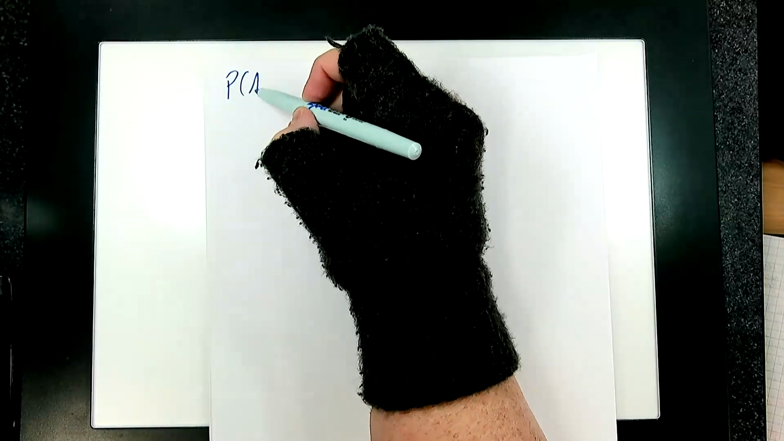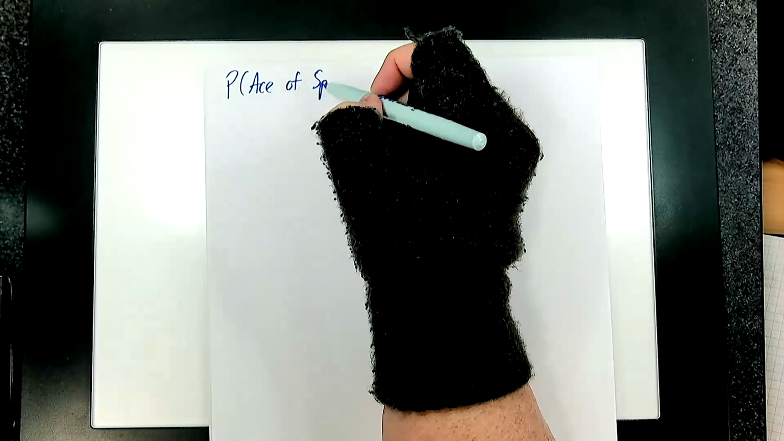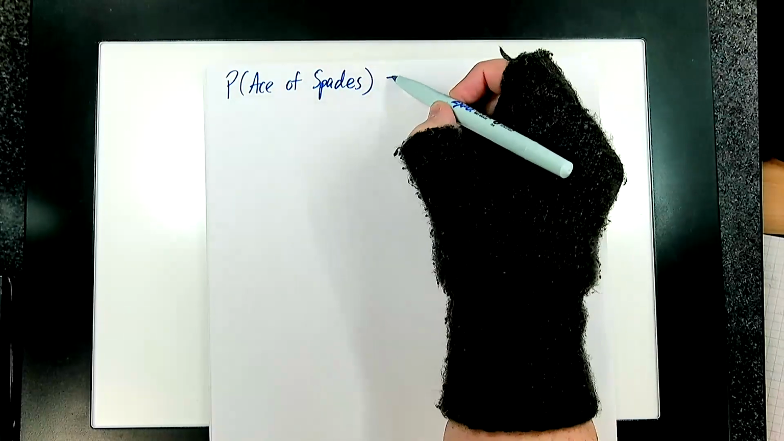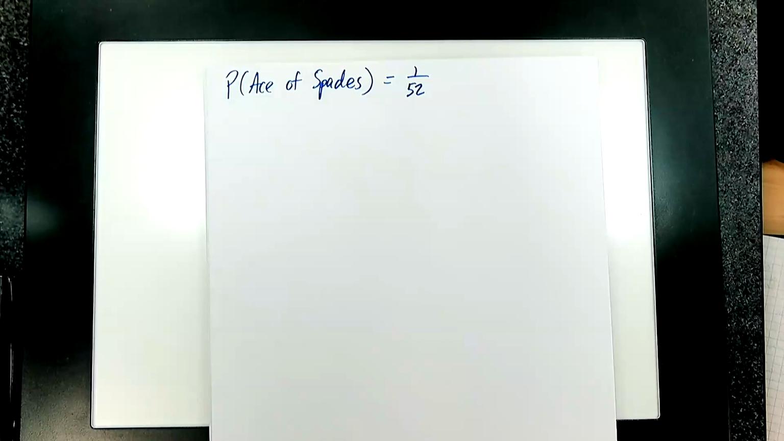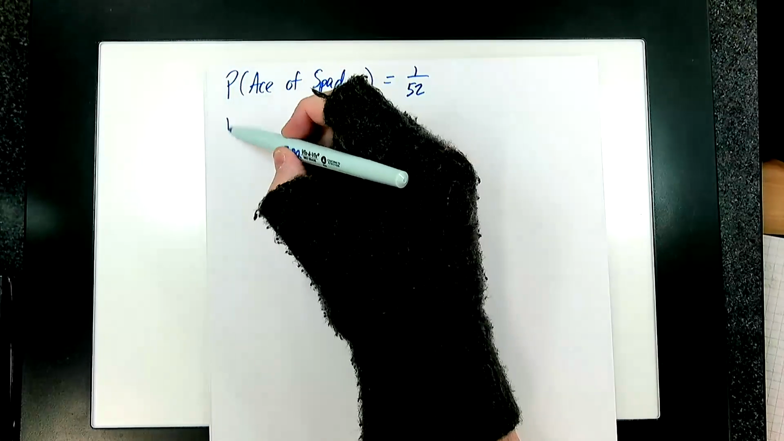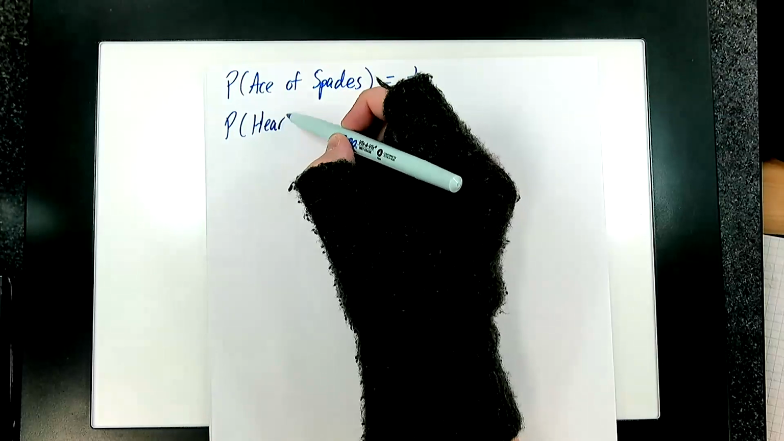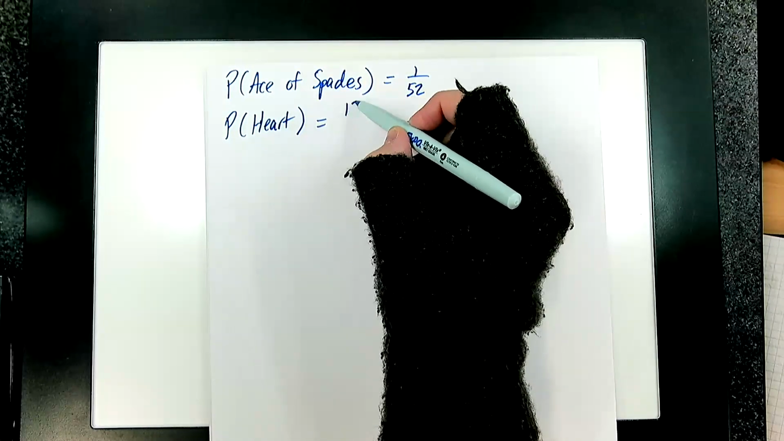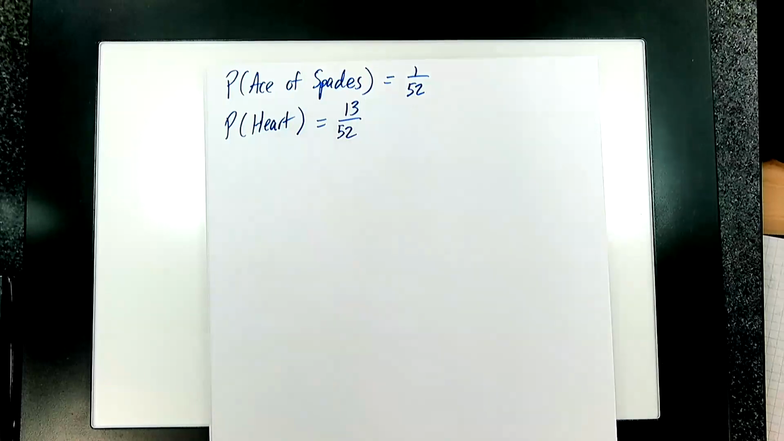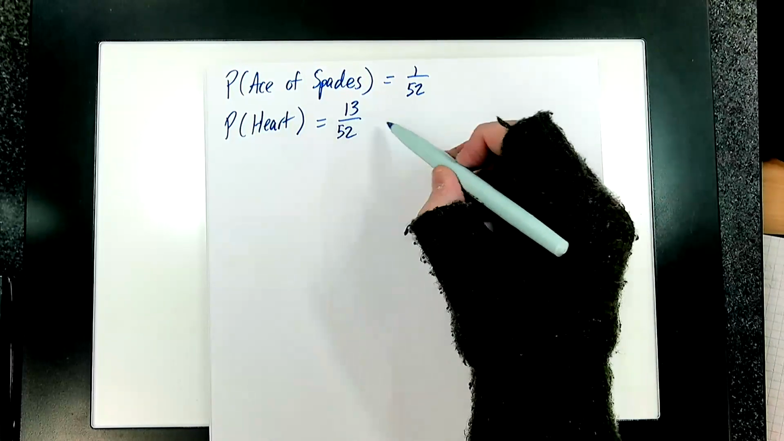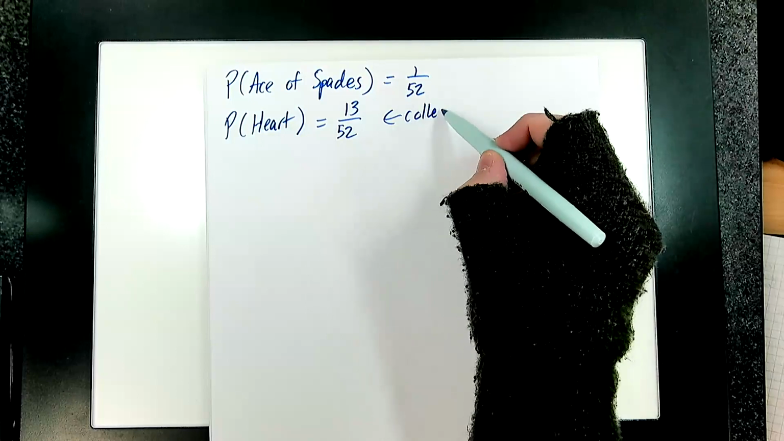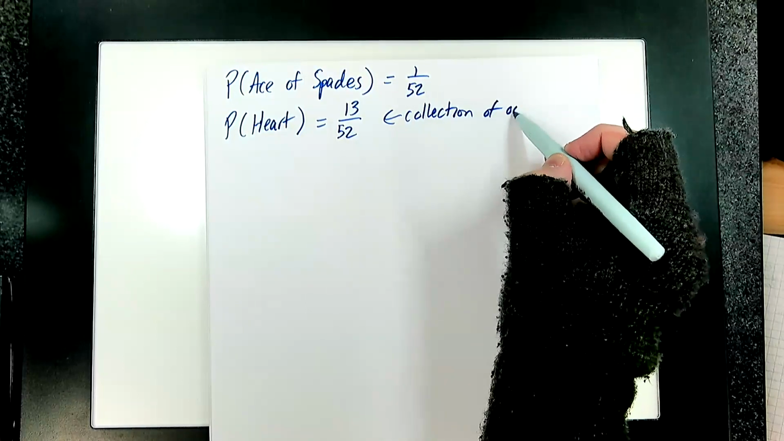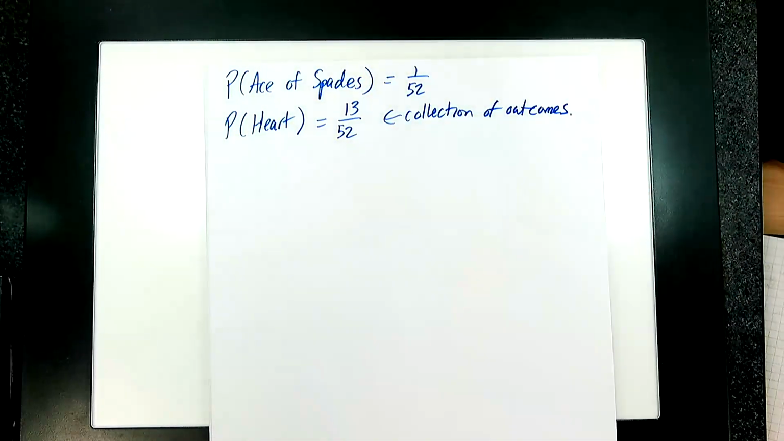Look at this. For some examples, the probability of drawing an ace of spades. There is only one in a deck out of 52 cards. It's 1/52. The probability of drawing a heart. There are 13 hearts out of 52. So this is any heart. This is a collection of outcomes. It could have been the ace of hearts, the 2 of hearts, or the 6 of hearts.